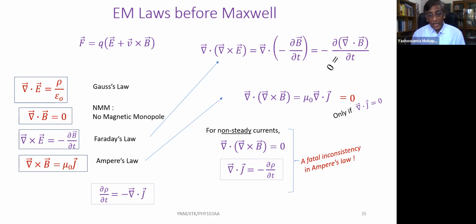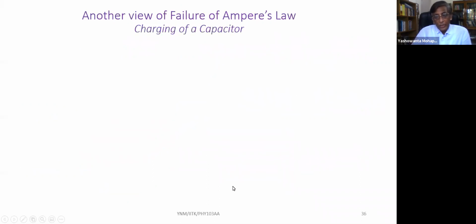Okay, and so J can be non-steady, and that is not any restraining condition. So hence, there seems to be a problem with this Ampere's law. Okay, so let's look at another view. This is the mathematical view of the inconsistency.